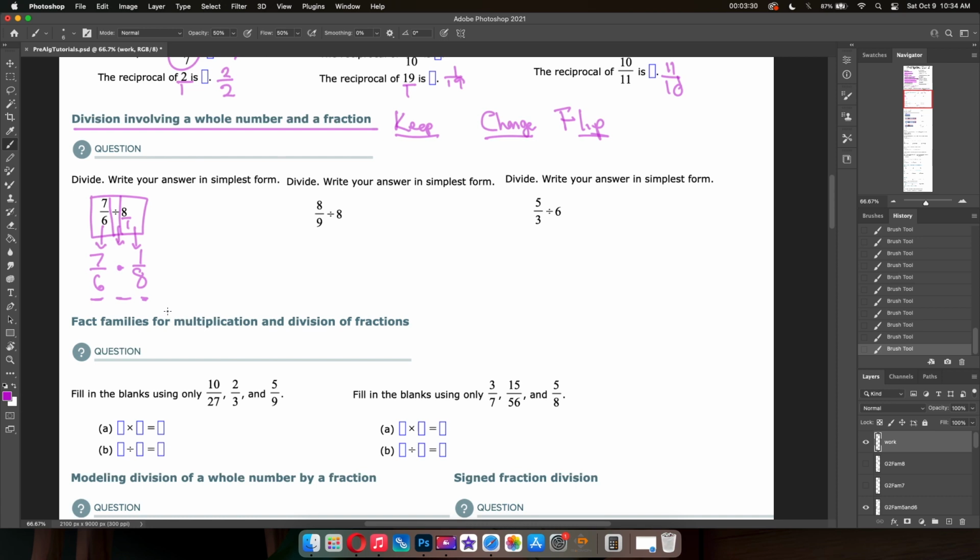Can we do our little bait and switch? Do 7 and 8 and 1 and 6? No, we can't. So 7 times 1 equals 7. 6 times 8 equals 48. And there's going to be our final answer.